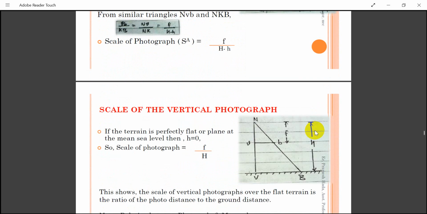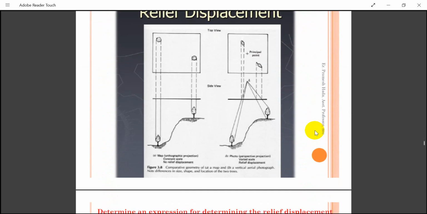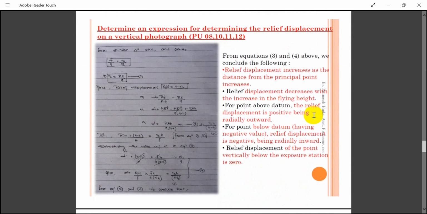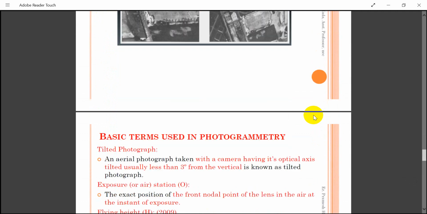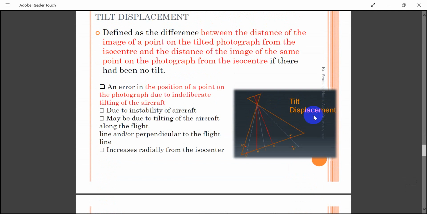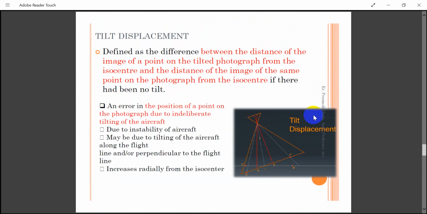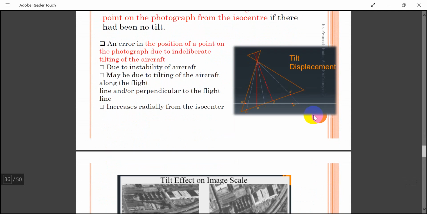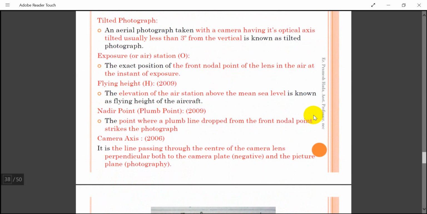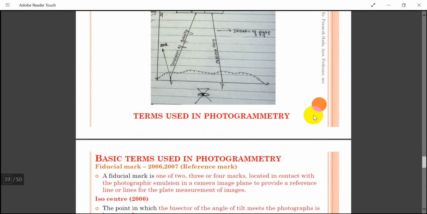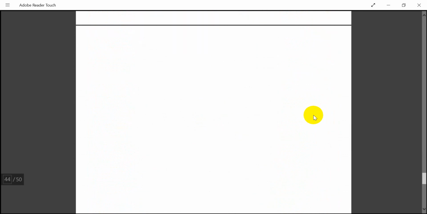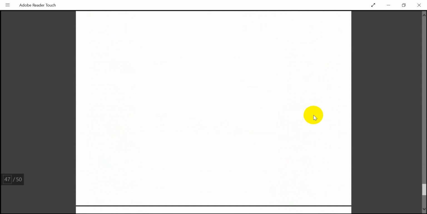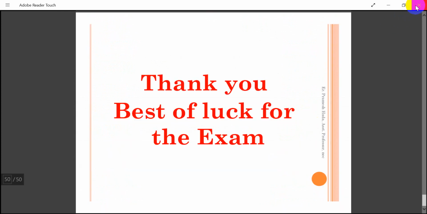See the vertical scales, relief displacements, tilt displacement. We will discuss that topic sometime. He just gave the heading directly, but he didn't give the expression. We will give the expression also. Nowhere did they discuss stereo vision and flight planning, everything. So we will discuss flight planning and stereo vision.